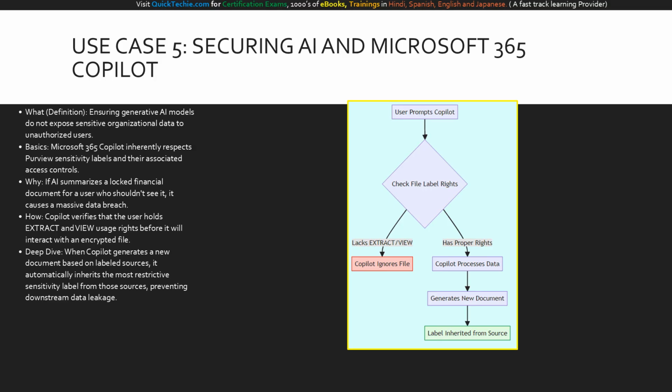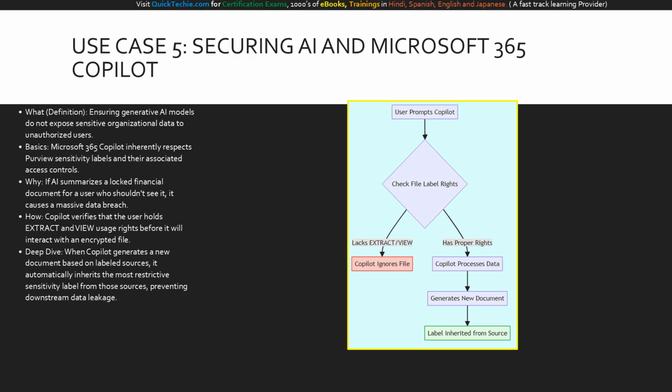Our fifth use case addresses the biggest concern in modern IT: securing artificial intelligence. As organizations deploy Microsoft 365 Copilot, administrators are terrified that the AI will accidentally surface confidential HR or financial data to unauthorized employees. This is where sensitivity labels become absolutely mandatory.